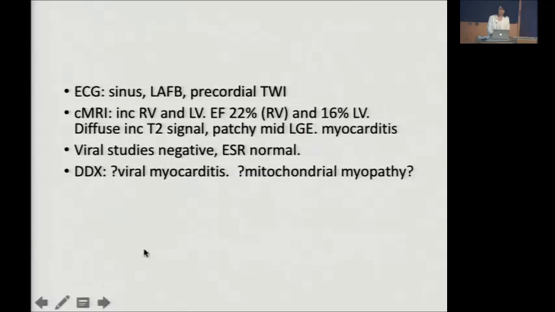So back to this patient, her EKG here showed sinus rhythm, left anterior fascicular block, and precordial T-wave inversions. On cardiac MRI, she had biventricular enlargement and severely reduced ejection fraction of both the right and left ventricle. She had late gadolinium enhancement, and this was thought to be consistent with myocarditis. Viral studies were normal, sed rate was normal. The question was, did she have viral myocarditis? And I was consulted because of the family history of the cousin, okay?